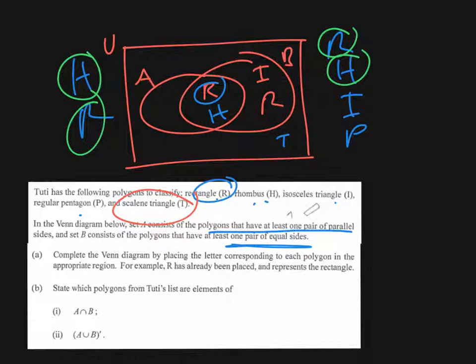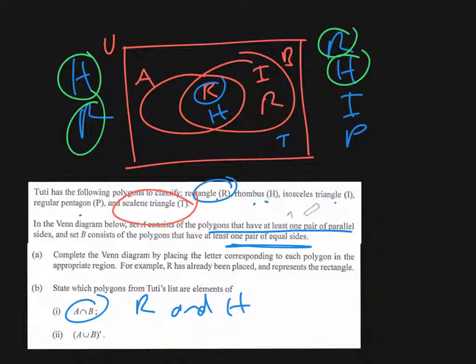So that is how we set up our diagram, and we can then use that to interpret part 1b, which asks us to find the intersection of A and B. So A intersection B is just going to be R and H, or rectangle and rhombus, or however you want to express it.